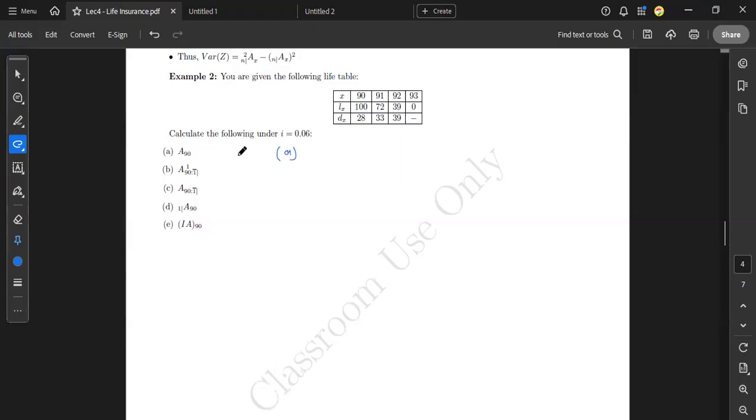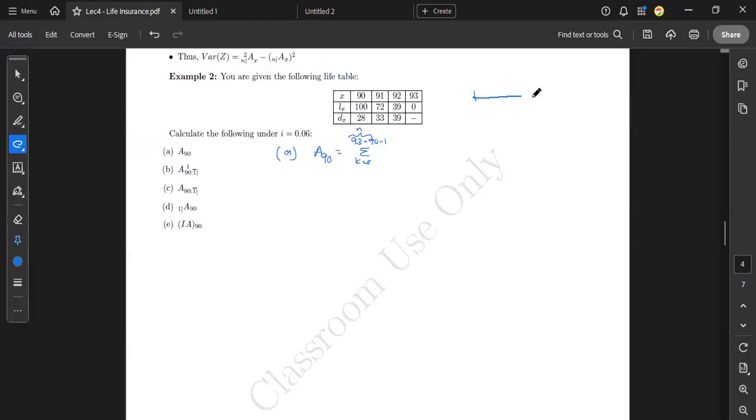So because we don't have any bar, that means it is A90 without bar, and K always starts from 0. And we know the final year is 90. So 93 is the maximum number we can get, and 90 is the gap, and we get N like this.